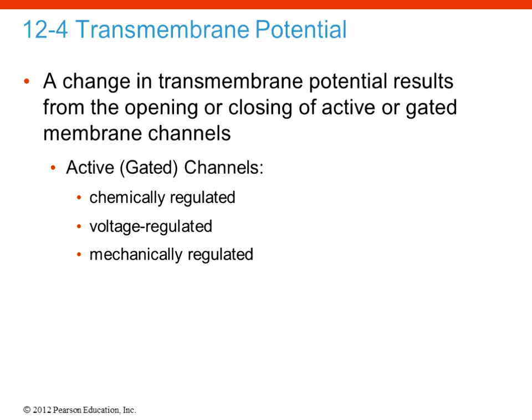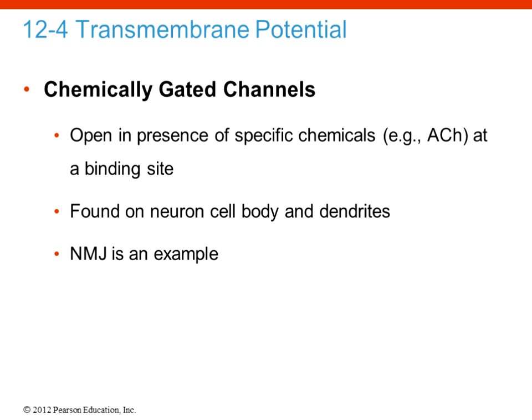So a change in transmembrane potential results from the opening or closing of these active or gated membrane channels. And there are three ways you can get these channels open: a chemical stimulus of some kind, a change in voltage, or a mechanical stimulus. If you have one of those three things happening, you're going to get these gates to open, and then you're going to see a change in transmembrane potential. All right, so we'll look at each one of these. The first type is what's called a chemically gated channel.